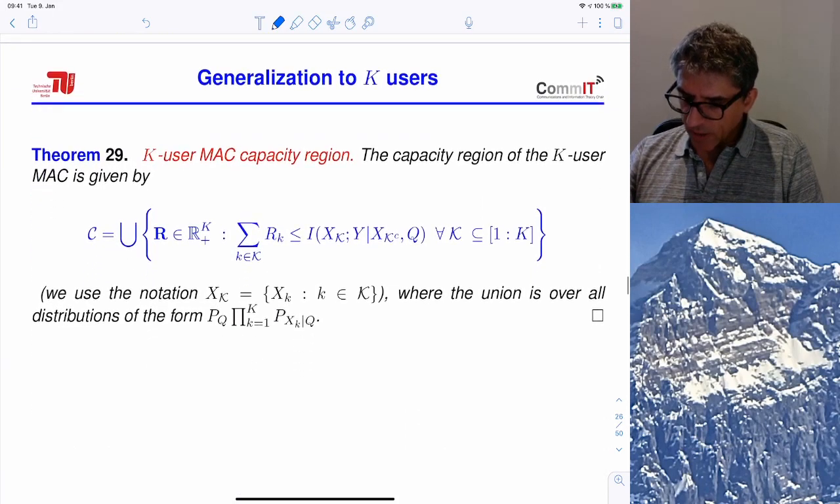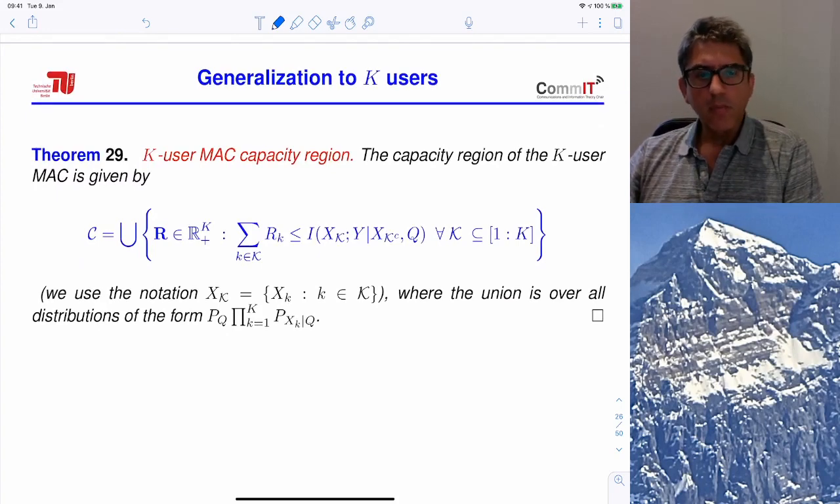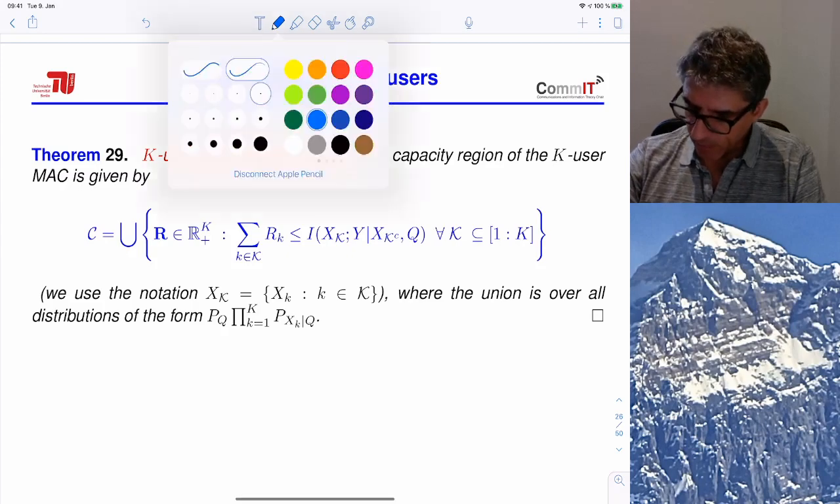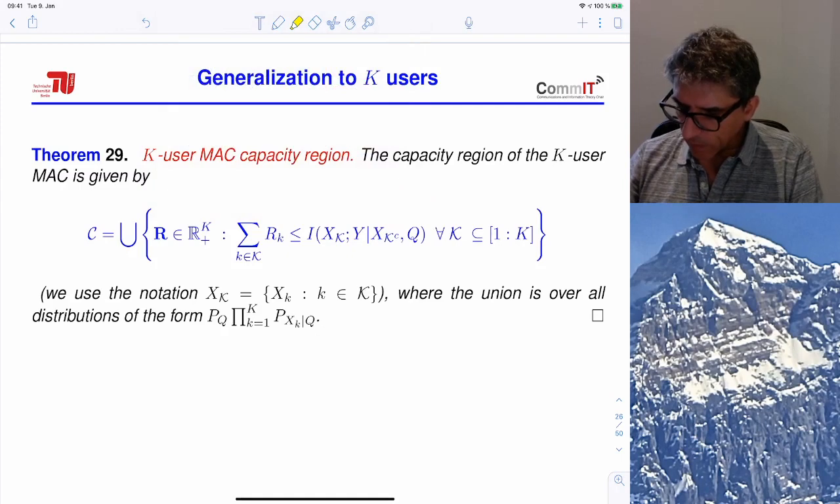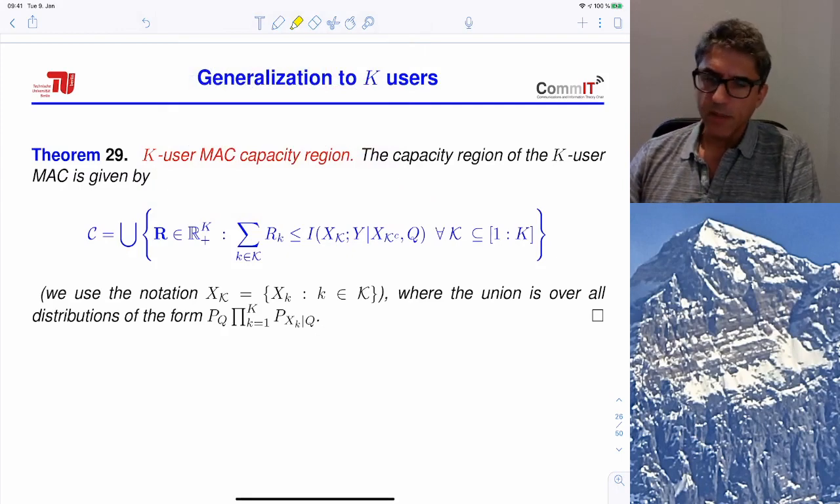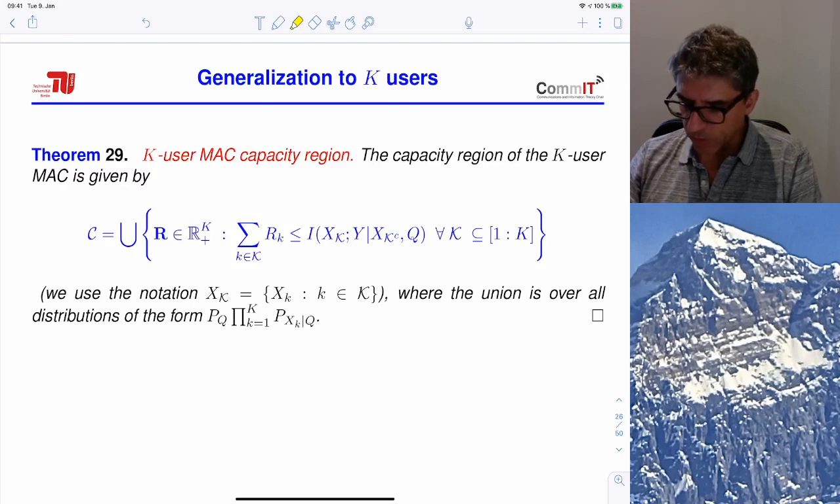So we can also generalize these results to k users. This is a very good exercise to do for the proof. For the discrete case, we have this theorem. It is not very difficult to prove. It follows along the same line as for the case of two users.